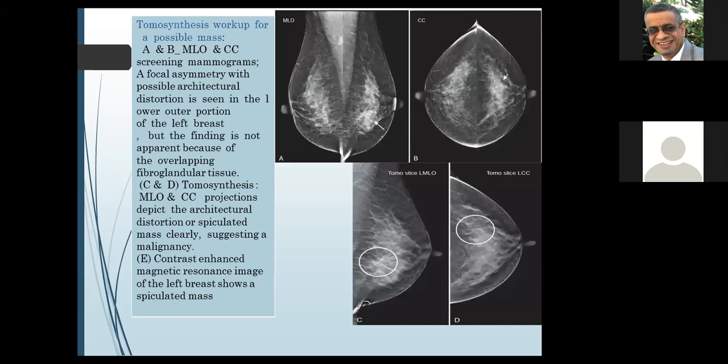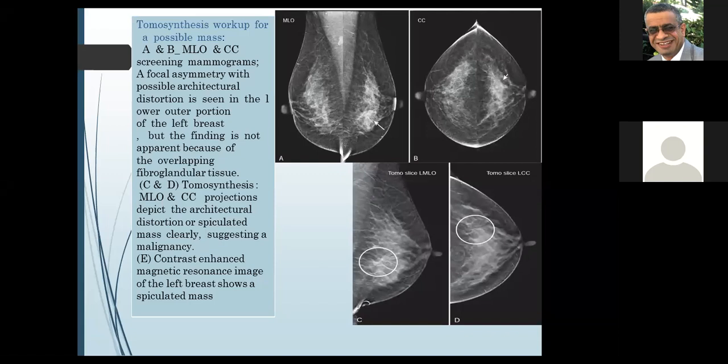Tomosynthesis work up for a possible mass. In letters A and B, screening mammogram, a focal asymmetry or possible architectural distortion is seen in the lower outer portion of the left breast, but the finding is not apparent because of the overlapping fibroglandular tissue. In C and D, tomosynthesis, mediolateral oblique and craniocaudal projections depict the architectural distortion or spiculated mass clearly, suggesting a malignancy.